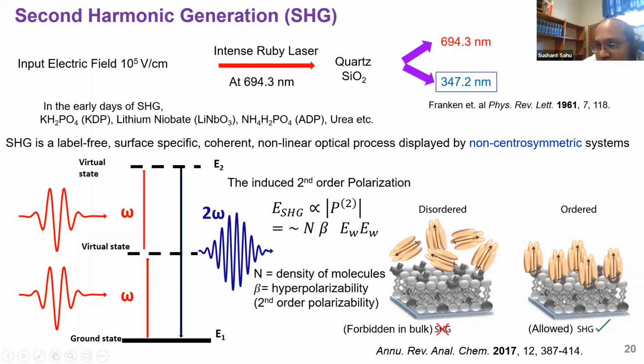But when you have ordered geometry, that's where the SHG is very bright, because you have a coherent summation or amplification of the signal through these electric fields that constructively interfere, giving a strong SHG response. So it's allowed in an ordered structure. That also represents non-centrosymmetric versus centrosymmetric. When you have non-centrosymmetric systems, that's where you have a strong SHG response.